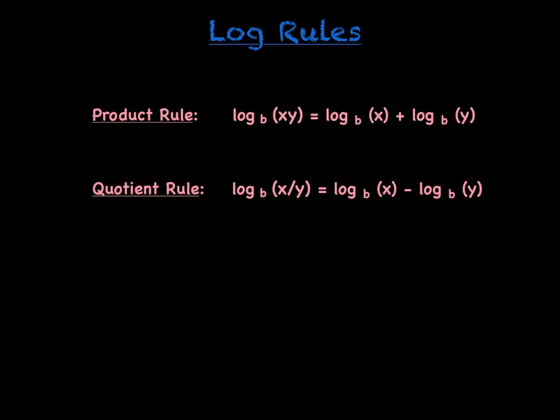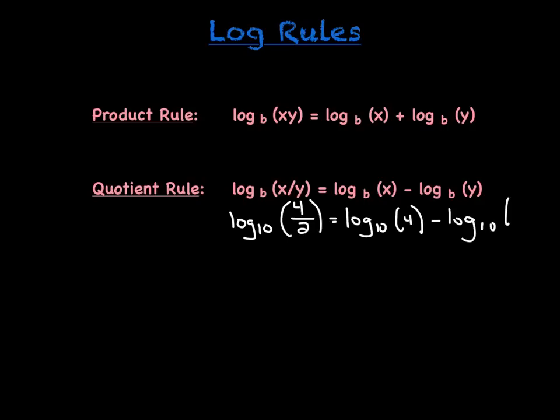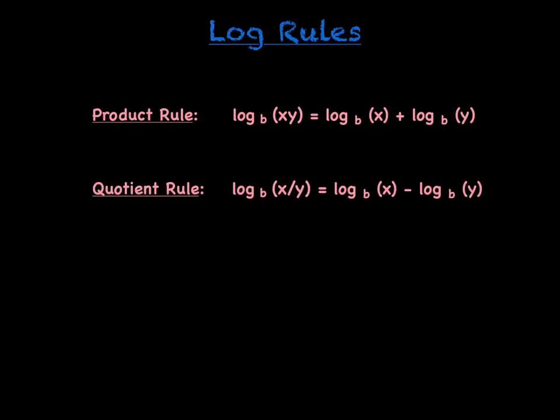So for example, I'll just use the same numbers. Let's say we have log to the base 10 of 4 divided by 2. That can be broken down into log to the base 10 of 4 minus log to the base 10 of 2. And the third rule is called the power rule.